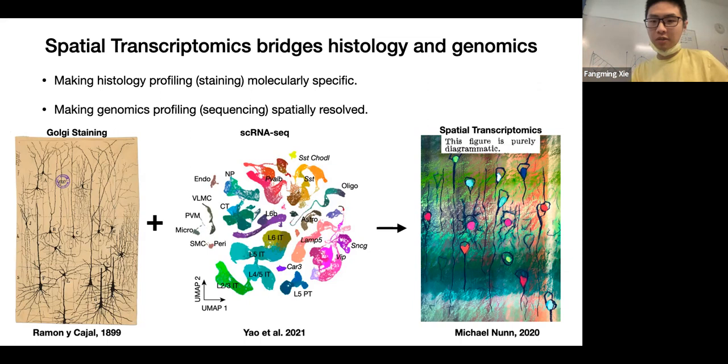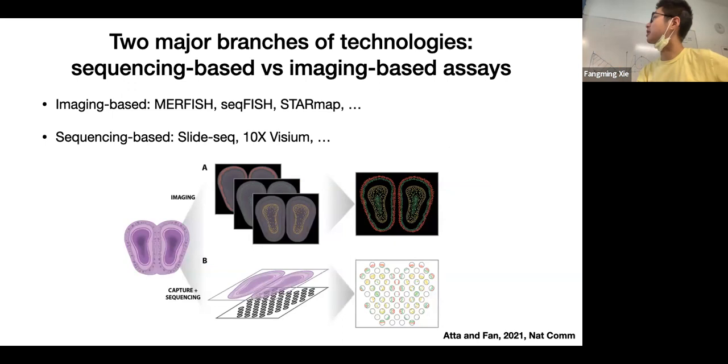So there are two major branches of technology, as I alluded to, one based on sequencing, one based on imaging. They each take a step forward from their precursors. For imaging based, today we will learn MERFISH, which is an upgrade of the single molecule FISH we talked about, and also some others. And for sequencing based, we will learn SLIDE-seq today, which is an upgrade of single-cell RNA-seq, if you will. And they each have their inherent advantages and disadvantages. So this is another review. If you originally have a brain section, for imaging based, you can do this. For sequencing based, you can do something else.